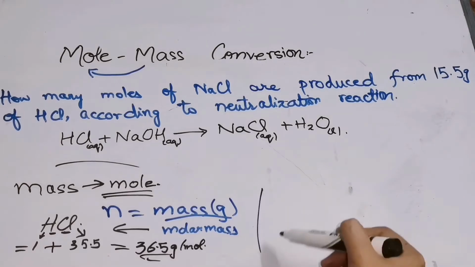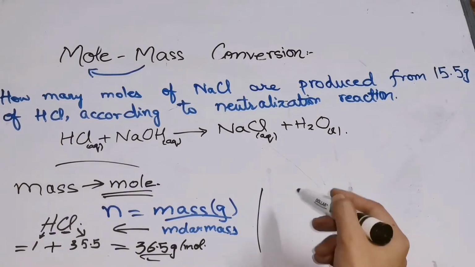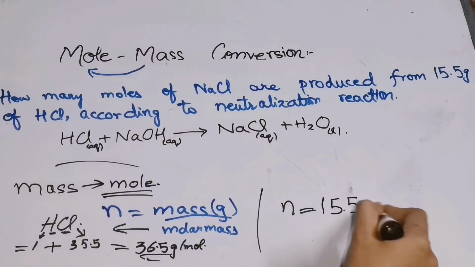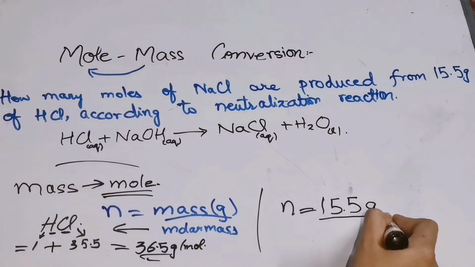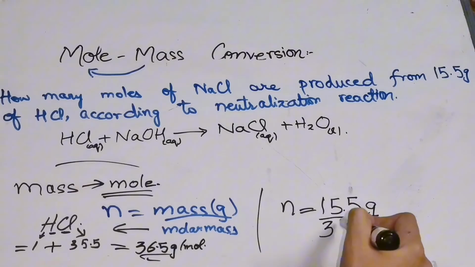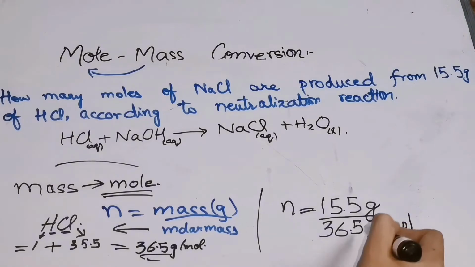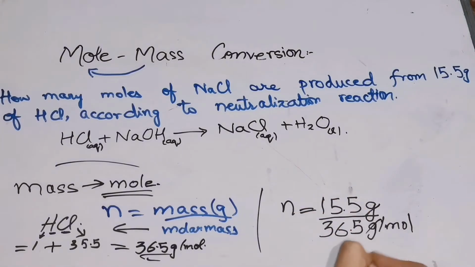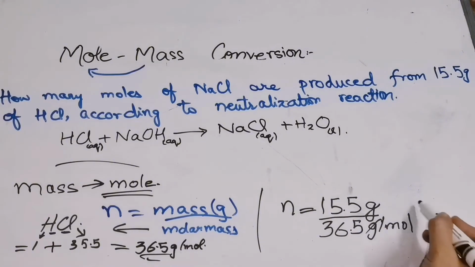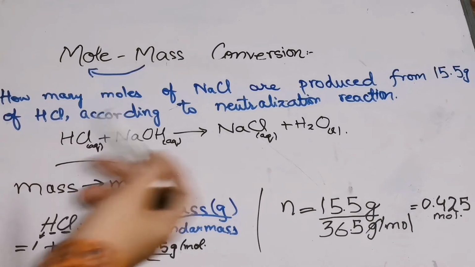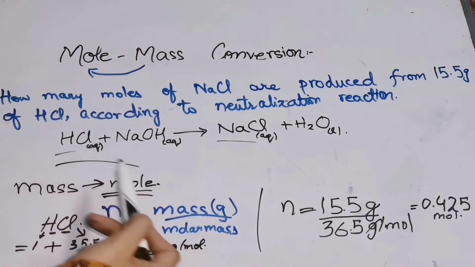Now let us calculate the number of moles of HCl. How much mass is given? 15.5. And what is the molar mass? 36.5. And from here we will cancel the gram and gram. So we will get an answer from here, 0.425.